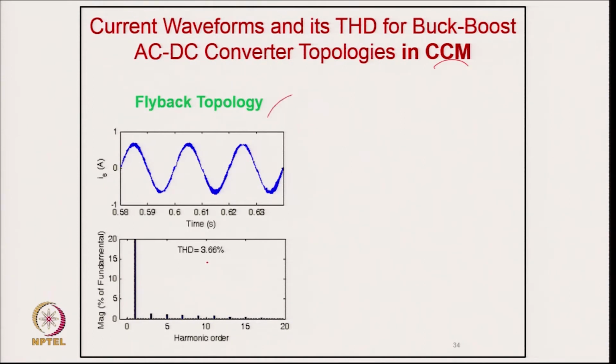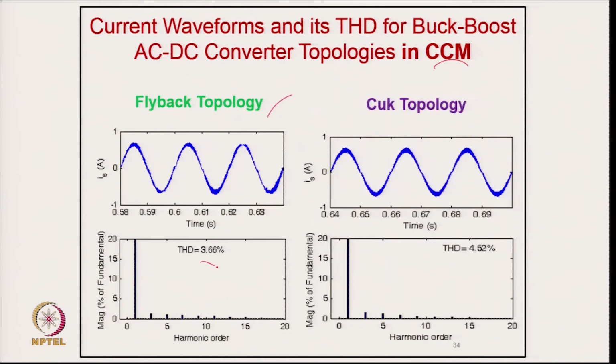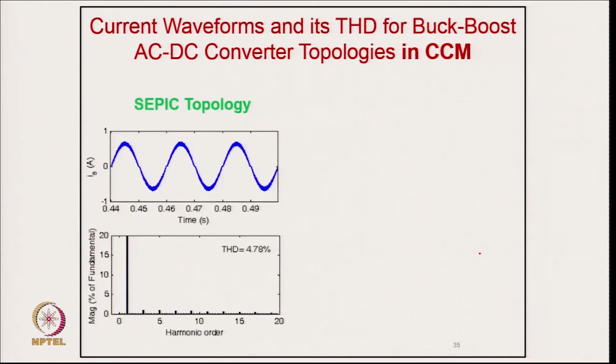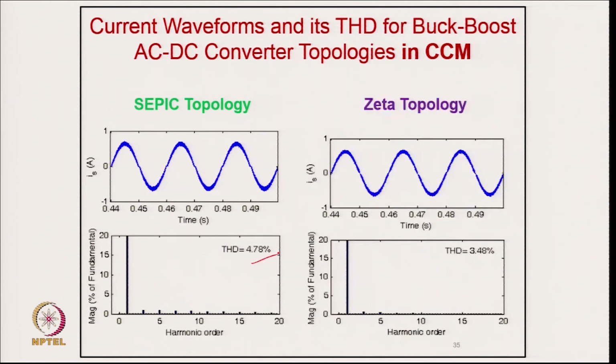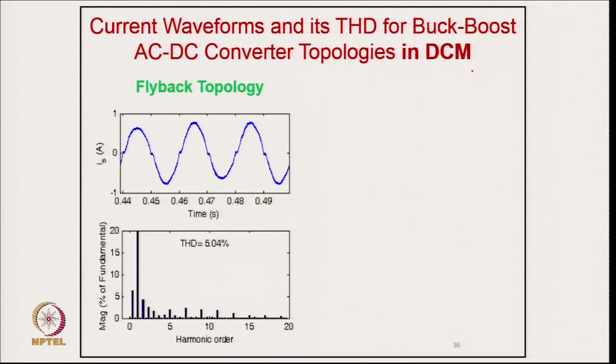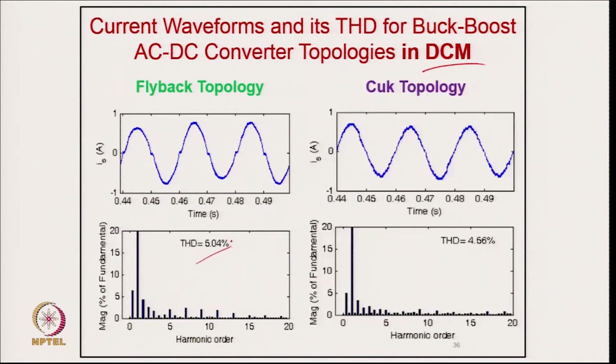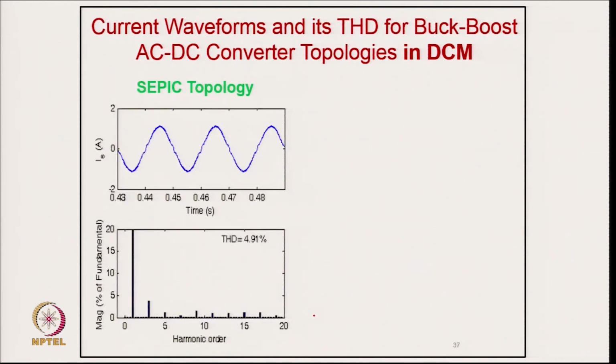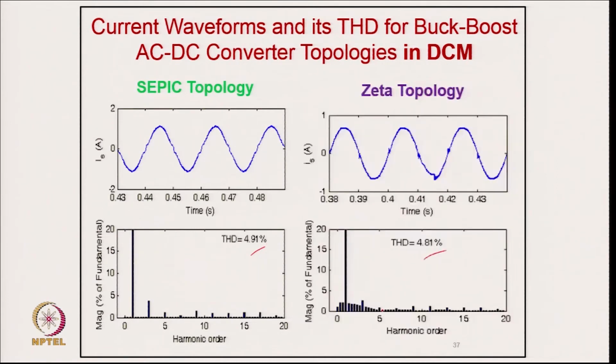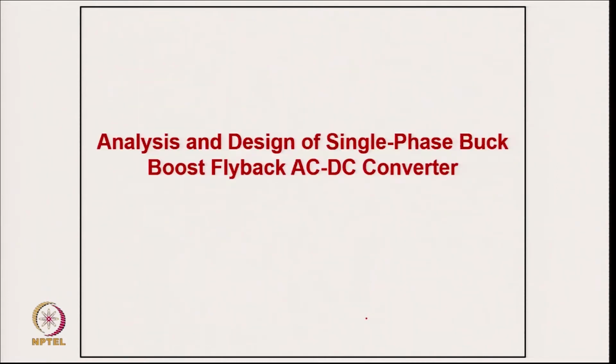In the flyback topology you are getting THD of supply current of 3.66%. In the case of the Cuk converter you are getting 4.52%, then for the SEPIC converter you are getting 4.78, and for the Zeta converter you are getting 3.48 in CCM. And if you talk about the design in DCM, for the same power of 100 watt with a 48 volt output, which is very common for many applications, you get THD of about 5%, and then in the case of Cuk you get 4.56, SEPIC you get 4.91 and Zeta you get 4.81.